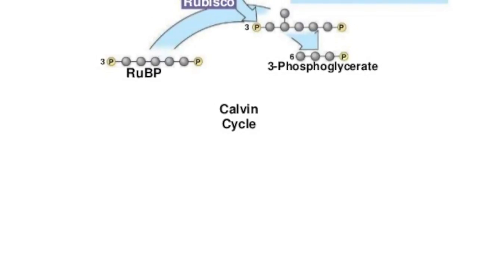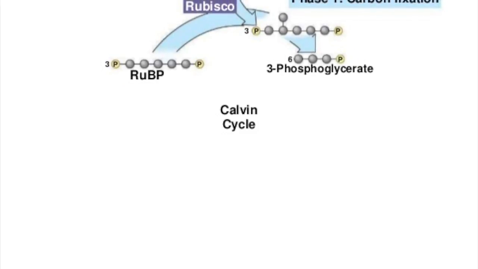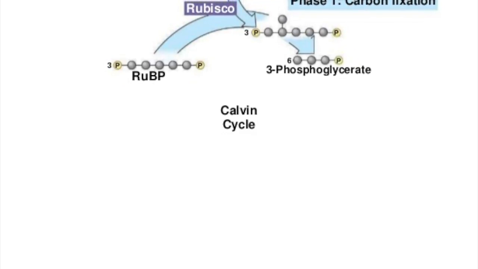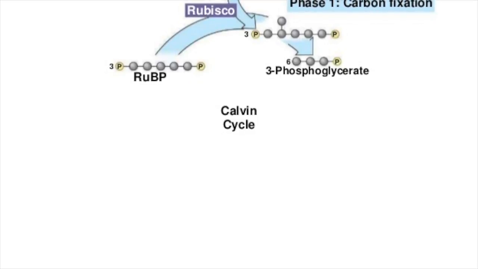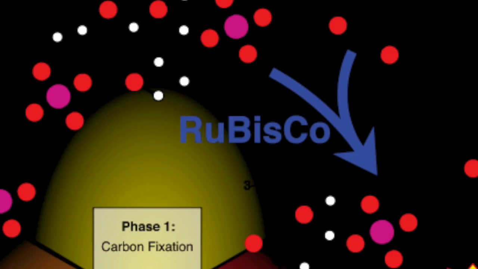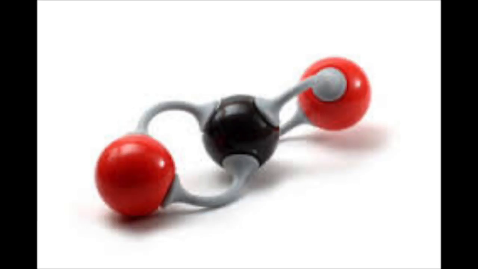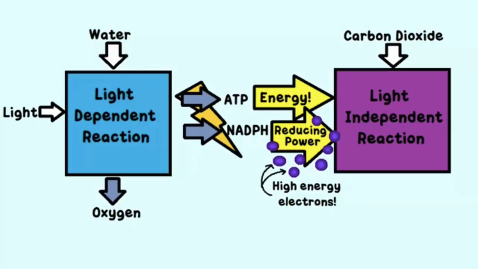Rubisco and carbon dioxide diffuse into its active sites and produce a 6-carbon compound. The 6-carbon compound then breaks into 2 molecules of 3-phosphoglycerate, which are considered the first stable products in the Calvin cycle. Since Rubisco is the key to adding carbon atoms to form carbohydrates, carbon compounds must be reduced. NADPH from earlier then transfers energy and electrons to allow carbohydrates to be synthesized from carbon dioxide.